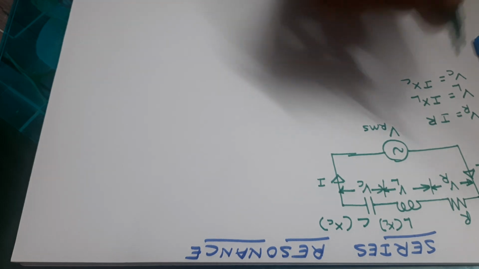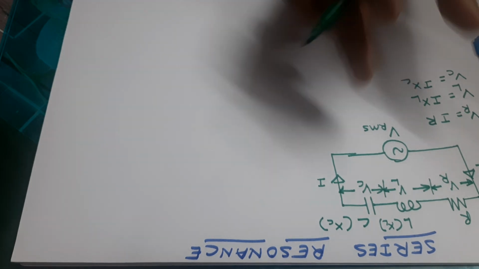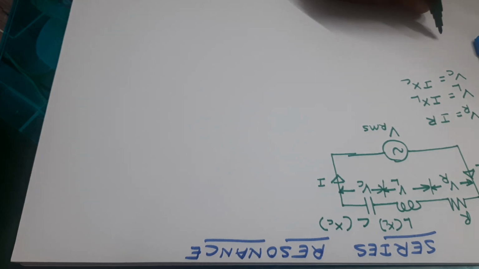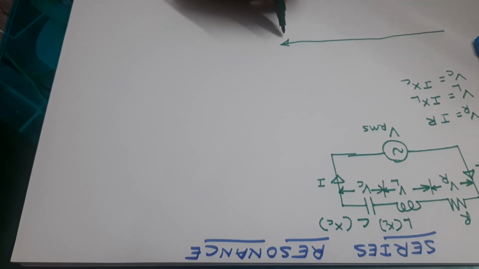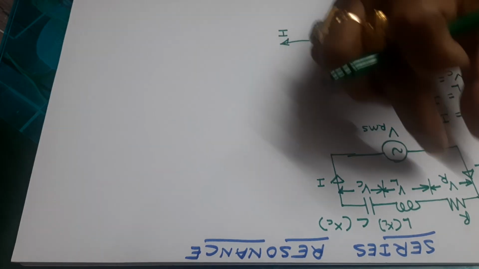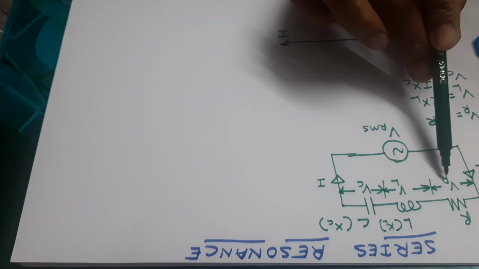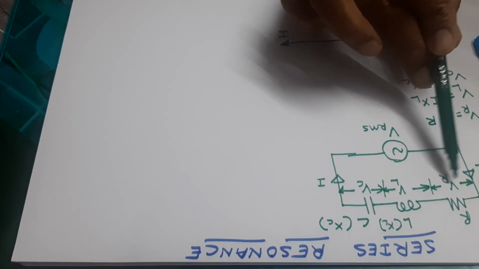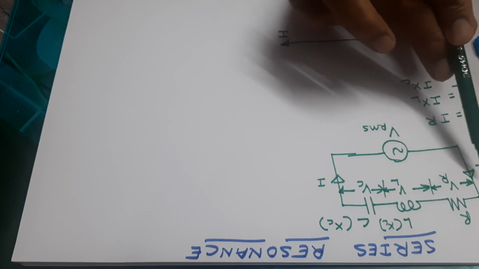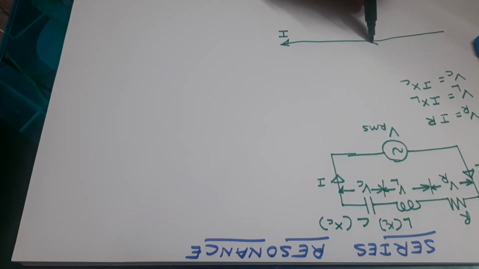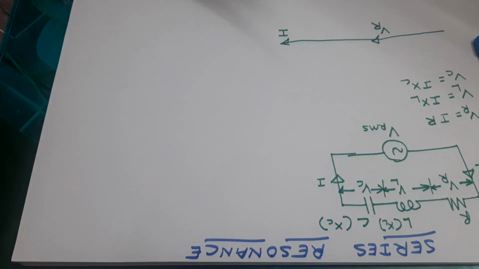Before explaining the concept, I will draw the phasor diagram of this RLC circuit. In a series circuit, we take the current as reference. I is taken as reference. Starting with the resistance, the voltage drop across resistance is always in phase with the current. That is, VR and I are in phase.